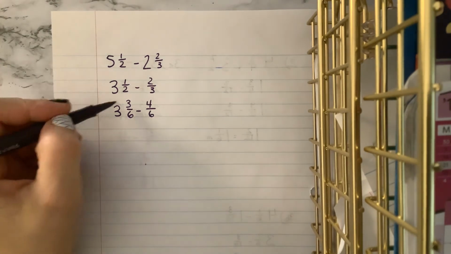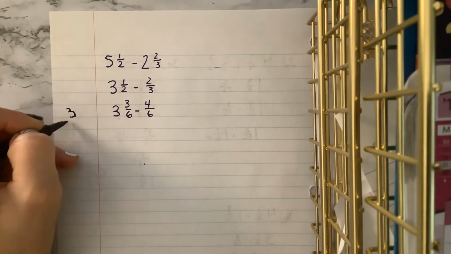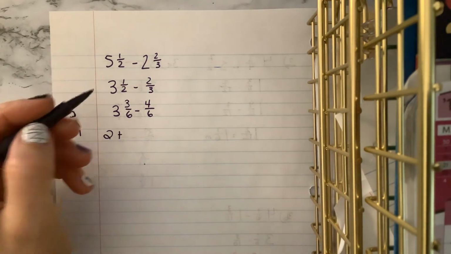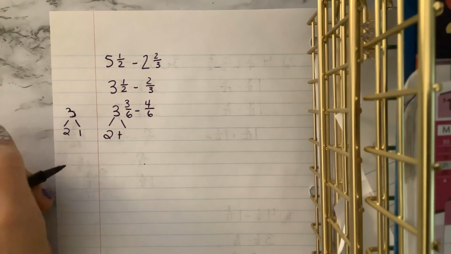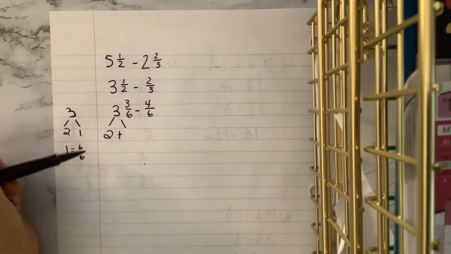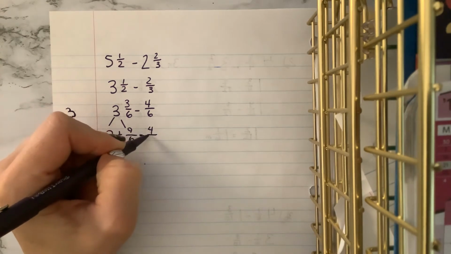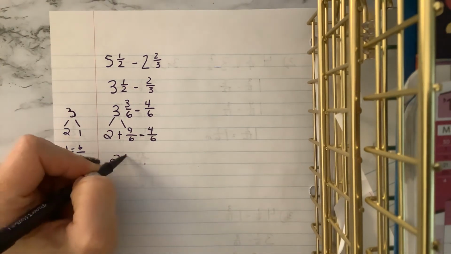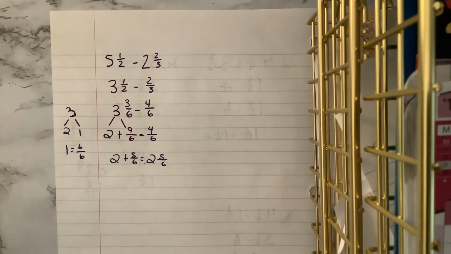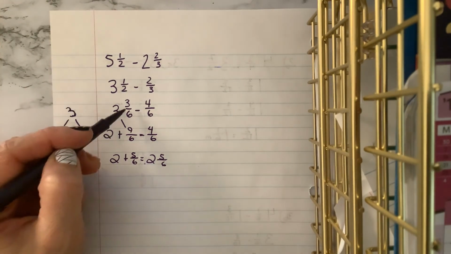There's also this option that you could potentially borrow from here, right? So we have 3. So if we think about it in terms of a number bond of 2 and 1. So we could say 2 plus, so we're taking the 2 out, and then the 1 we want to turn into 6/6. So we have 6/6 and 3/6. We're going to combine those together to make 9/6 minus 4/6. So we end up with 2 5/6.